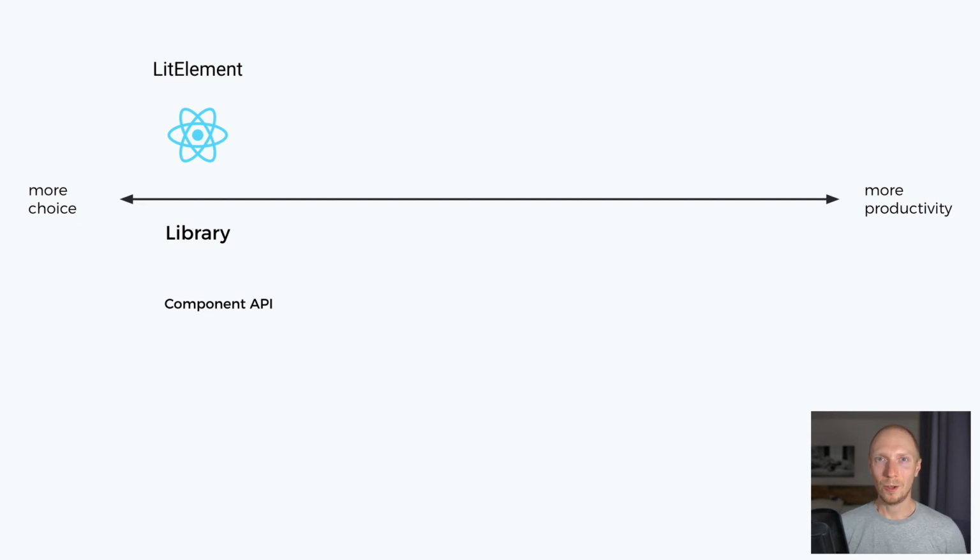Now let's start looking at these in the big picture context. So let's put them on a continuum from you having more choice as a developer and choosing the tools and libraries that you use to more productivity. So less choice, but you have more decisions made for you so you can jump into actual coding faster. So libraries like React and LitElement come with a very minimal set of functionality. Essentially, you get a very flexible component API, but that's also pretty much all that you get with those.